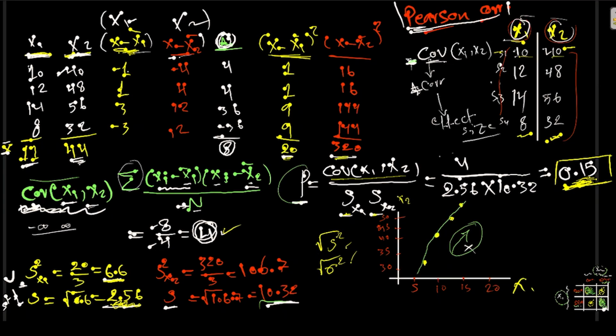And the same thing I did for the second values here. In the column, 320 divided by 3, that comes to 106.7. Take the square root, then you get 10.32. So these are my standard deviations.